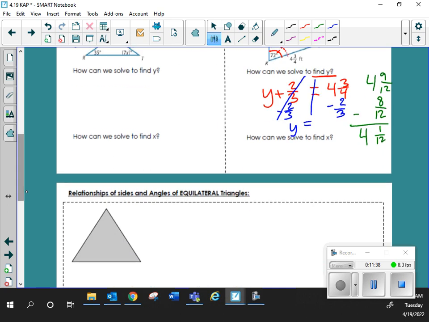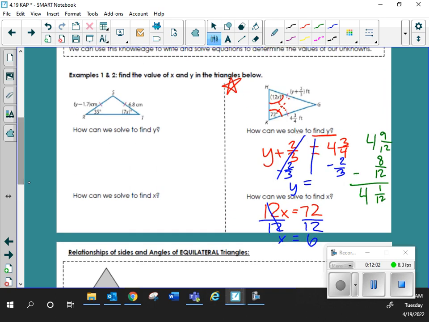12x equals 72. How do I solve for x? Ready, set, go. My answer is 6. Are we understanding that concept? Okay. Does that mean that the angle measure is equal to 6? No. It just means that x is 6.